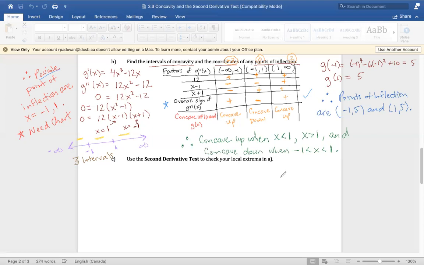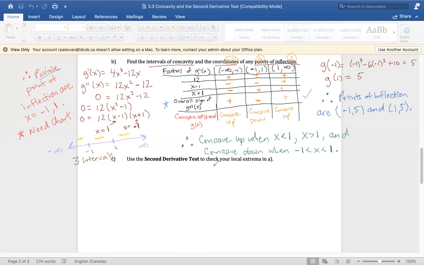So for part C, use the second derivative test, which I have here, to check your local extrema in part A. So this can be in place of actually the work that we did in A. I'm just going to show how the second derivative test can also give you an answer in A, so that you wouldn't have to do the chart, and then I'll let you know when you still would have to do the chart.